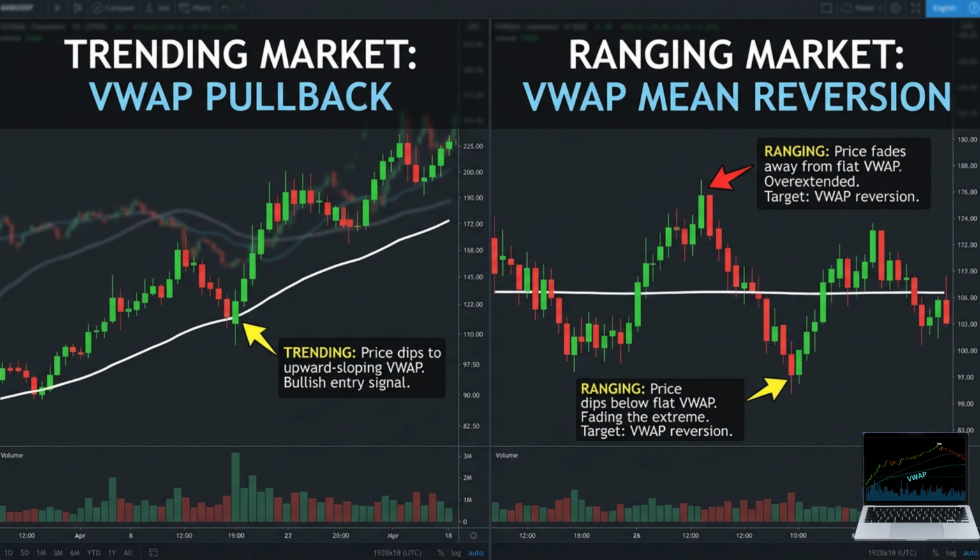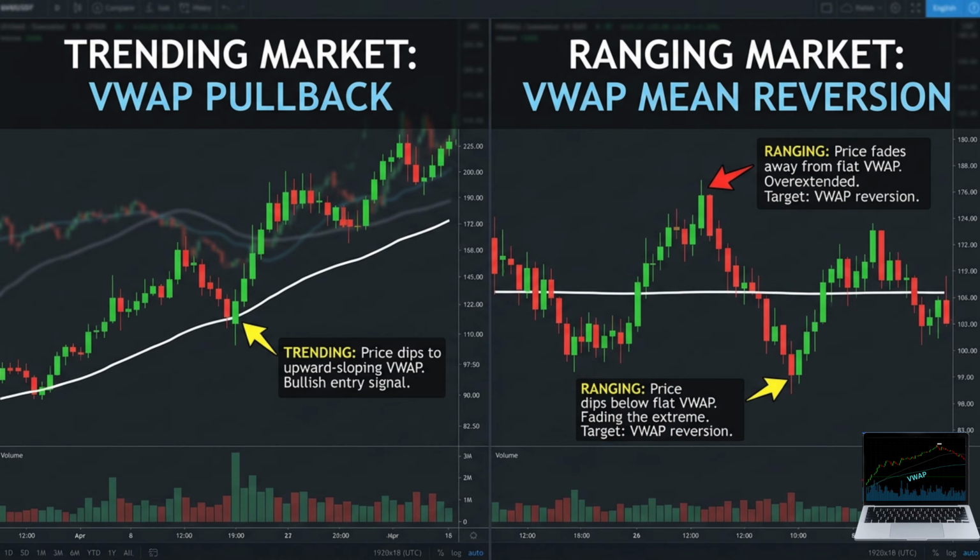Do not enter just because it touched the band. Wait for a candle to close back inside the band. This proves the momentum has stalled. The target: your primary target is always the VWAP line itself. The bonus run: if price reaches VWAP and volume remains low, you can hold half the position to see if it reaches the opposite second band.